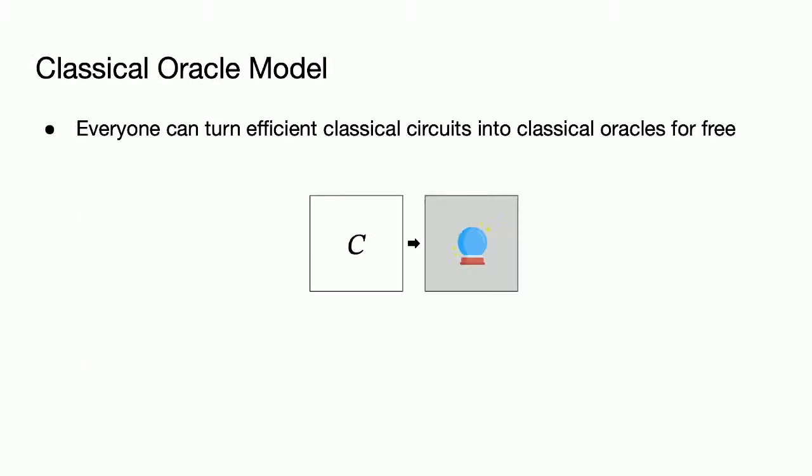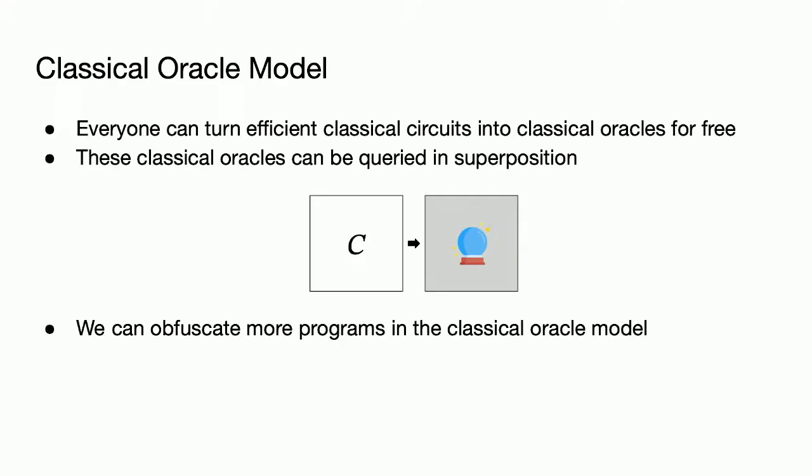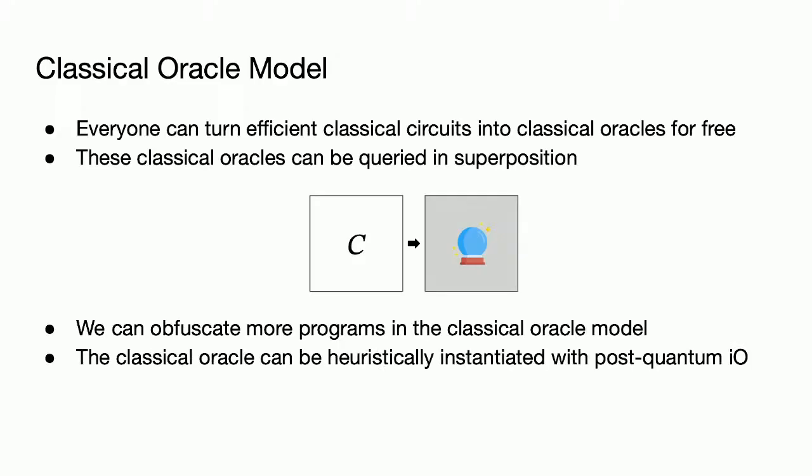And one model that turns out to be very useful is this classical oracle model. This is a model where everyone can turn efficient classical circuits into classical oracles for free. One can view this model as assuming ideal obfuscation for all efficient classical circuits. And anyone who obtains these classical oracles can make superposition queries to these oracles. Under this model, people have been able to obfuscate more programs. And this model is also reasonable to work with because these classical oracles can later on be heuristically instantiated using post-quantum I/O.